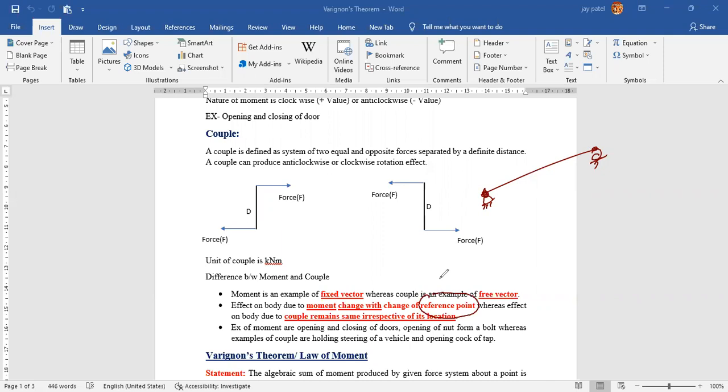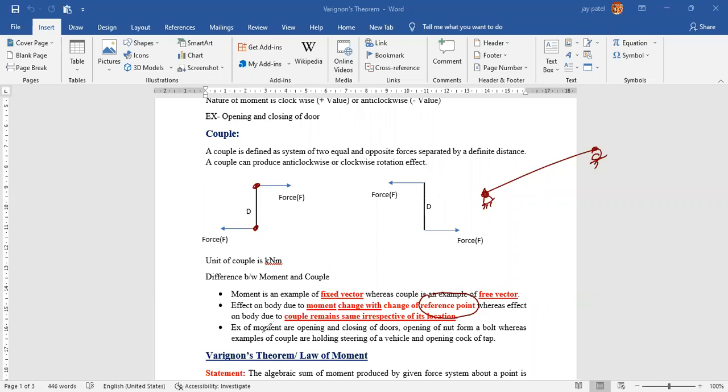Yes or no? Your direction of the moment will be changed. Keep in mind, whenever we are considering the moment, if your reference point is changed, the effect on the body also changes. But the effect on the body through a couple remains the same irrespective of its location. See here, either I am considering the point above or below, your direction of moment will remain the same. Please confirm. Is it clear? So this is some of the important difference.